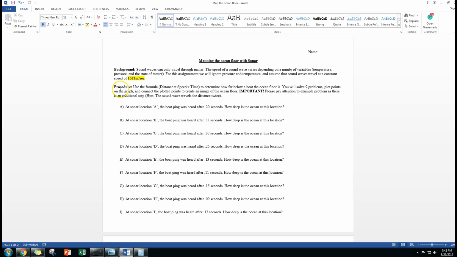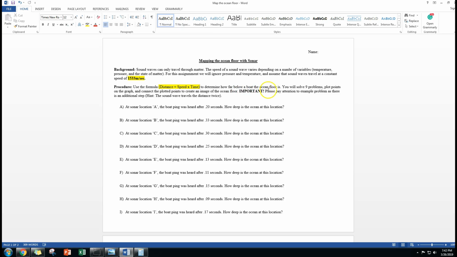Okay, so procedure. Use the formula for distance. Okay, flashback to first semester. This is in our journals, but we're using that formula right there to solve for distance, to determine how far below a boat the ocean floor is. We're going to have 9 problems to solve. We're going to plot points on a graph. We're going to connect the plotted points to create an image of the ocean floor. And then you guys are going to get creative and maybe draw me a little picture or something.